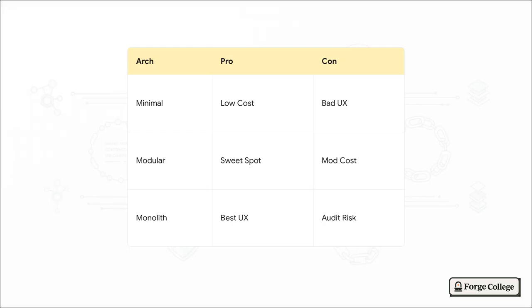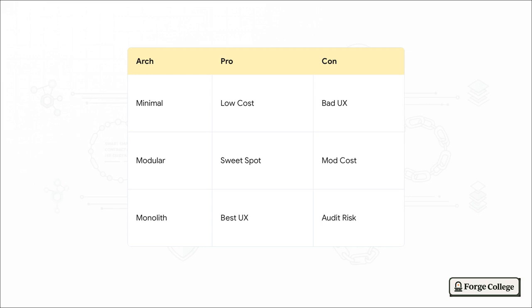Let's break down the 3 main flavors of architectural patterns here. First up, we have minimal architecture. It's basically a super thin wrapper. Advantage, very low cost. Trade-off, a pretty limited user experience. Second, we have modular architecture, which is our wallet OS approach. Advantage, it is the absolute sweet spot for composability. Trade-off, you're looking at moderate costs and complexity. Third is monolithic architecture. This is all your features crammed into one giant contract. Advantage, incredibly seamless UX. Trade-off, massive audit risk and absolute upgrade nightmares.